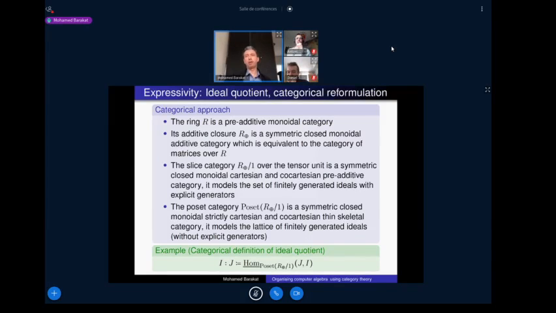And in this, the ideal quotient has this funny description. It is the internal hom between J and I. Yeah, so here you really use that you have a Cartesian closed category. So this is the closure under the Cartesian structure.